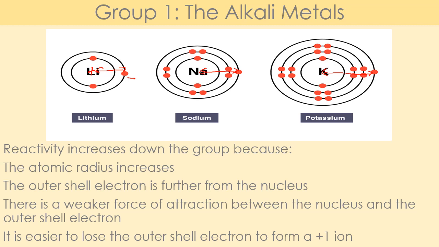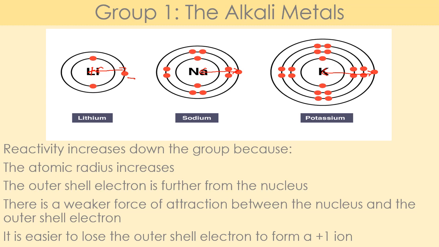Because that force of attraction is weaker, it is easier to lose the outer shell electron to form a +1 ion. And that is how our metals react. They form ions when they react. So the easier it is to form an ion, the more reactive it is.